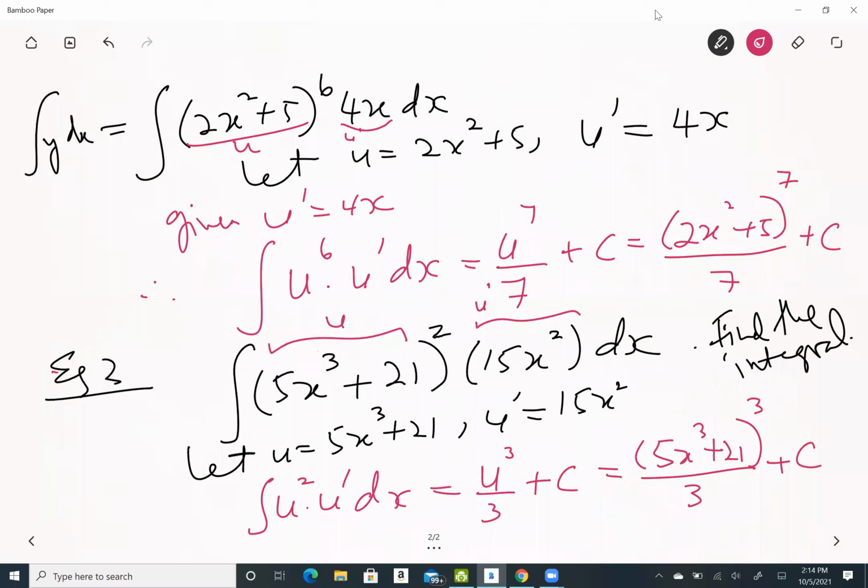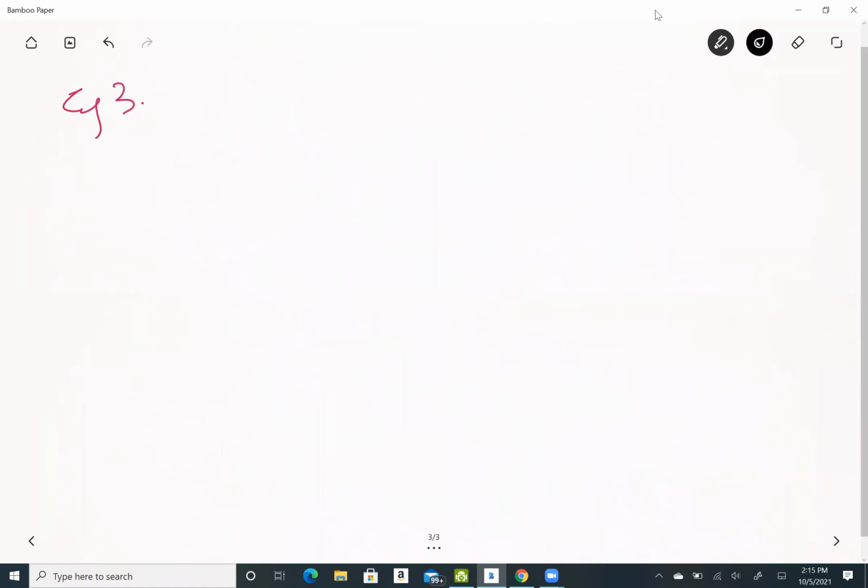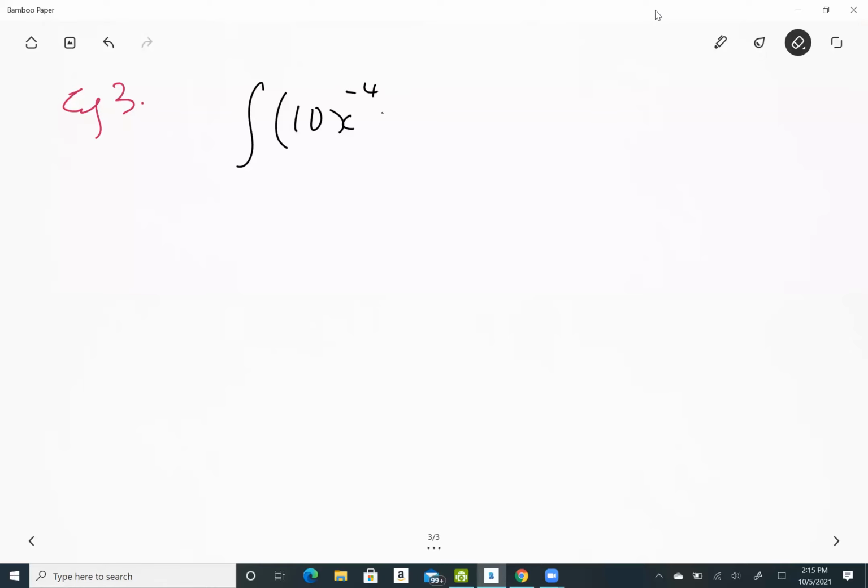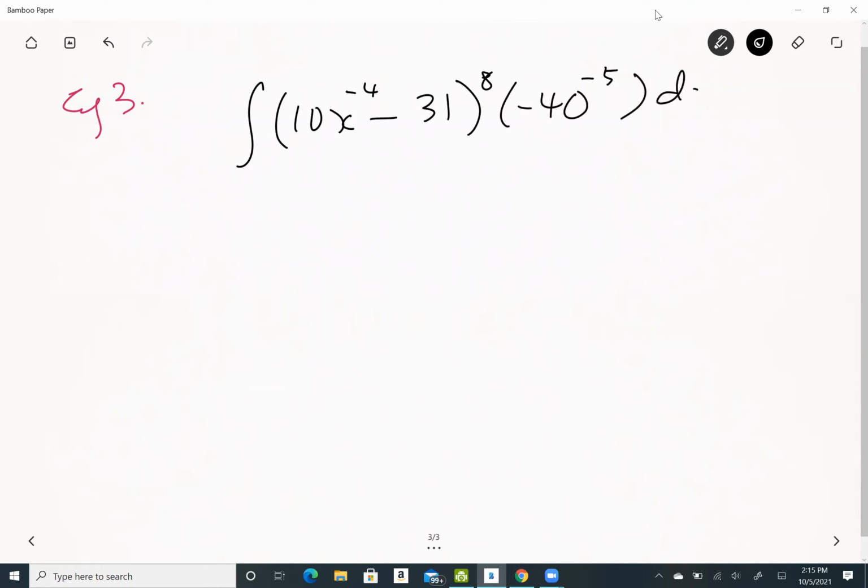Example number 3. This one I want you to do. You find the integral of (10x to the power of -4 minus 31) to the power of 8, times (-40) to the power of -5, dx. Now get the integral of this function.